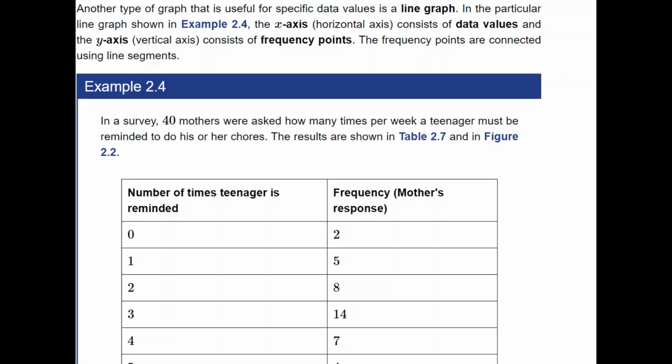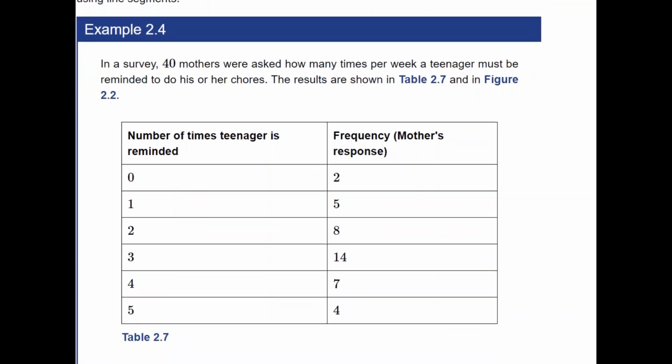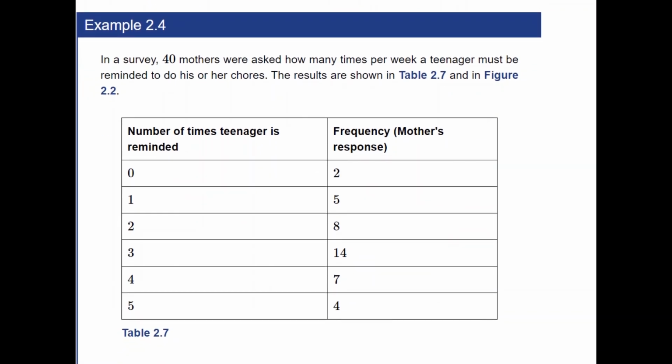As an example, we are considering a survey made with mothers who have to remind their teenagers to do their chores, and we are interested in knowing how many times they have to remind their teenagers to do their chores in a week. So table 2.7 shows two columns. In the first column is given the number of times a teenager is reminded. In the second column, this is the frequency of mothers' responses.